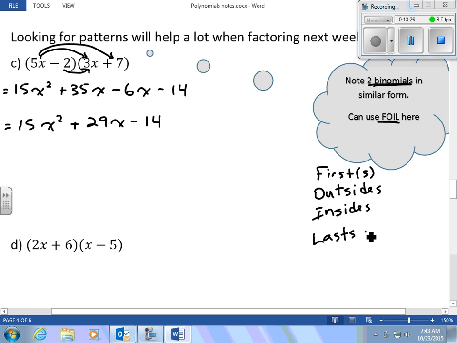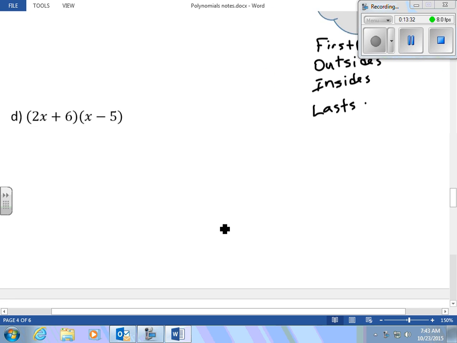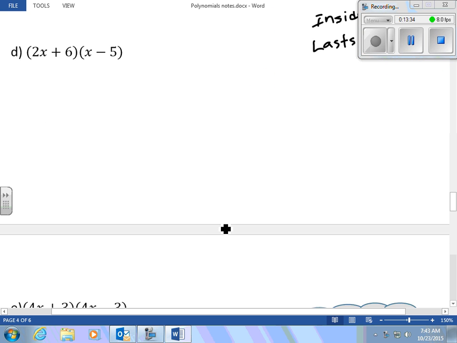Okay, so let's apply FOIL to this next question D, and then if you're comfortable with FOIL, you don't have to draw the arrows, and often you can combine the two middle terms in your head once you've done a few of these. So we won't do that combining in this example yet, but let's just try FOIL.